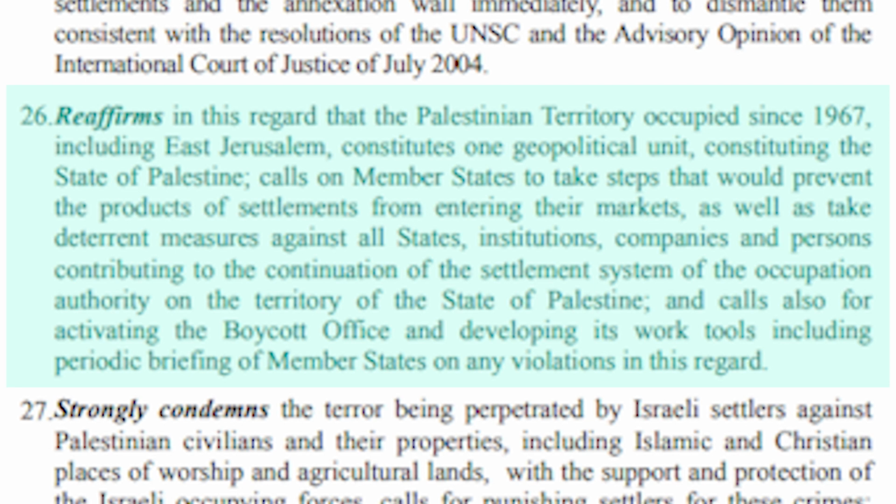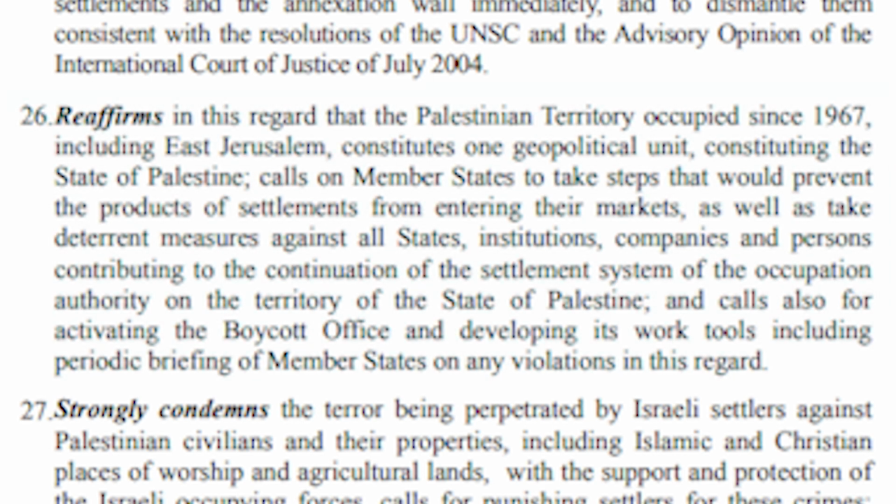Calls on member states to take steps that will prevent the products of settlements from entering their markets, as well as to take deterrent measures against all states, institutions, companies, and persons contributing to the continuation of the settlement system of the occupation authority on the territory of the State of Palestine, and calls also for activating the boycott office and developing its work tools, including periodic briefing of member states on any violations in this regard. As it is seen, some solid actions are mentioned.